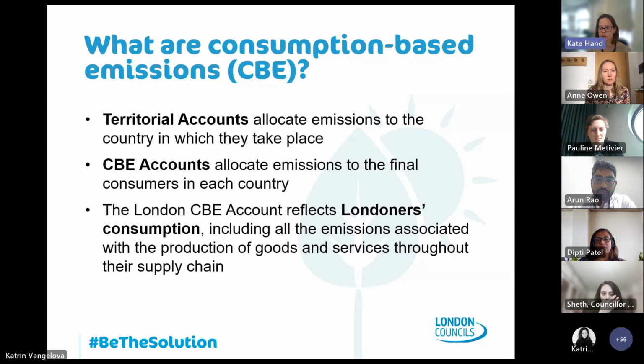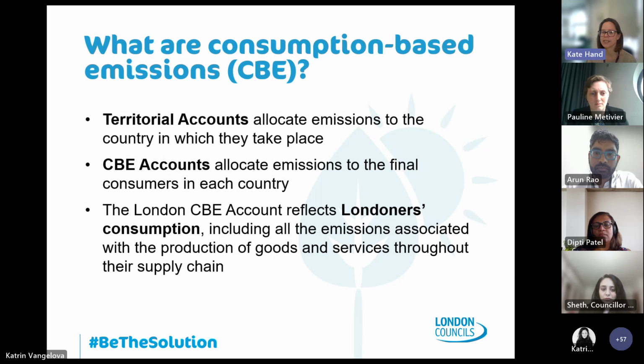So firstly, I'm sure colleagues are really aware, but what are consumption-based emissions? Just a quick explanation. You are probably familiar with territorial accounts. So those allocate emissions to the country in which they take place. Those are the ones that states are required to publish. By contrast, consumption-based emissions accounts allocate emissions to the final consumers in each country. So CBE accounts reflect Londoners' consumption, and crucially, that includes supply chain emissions.